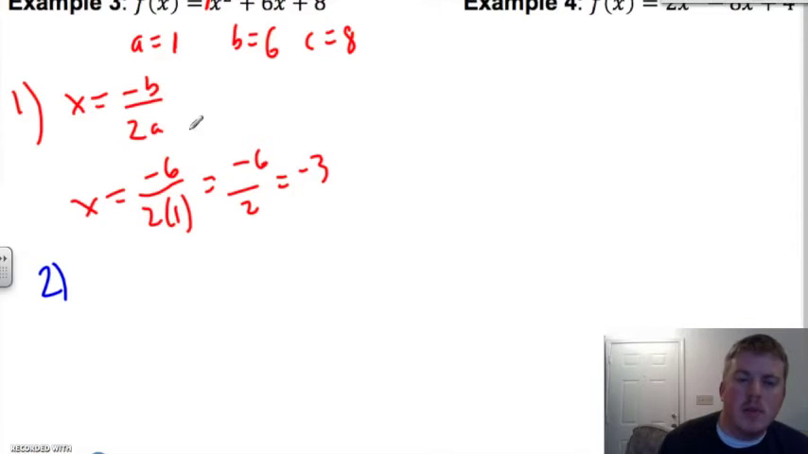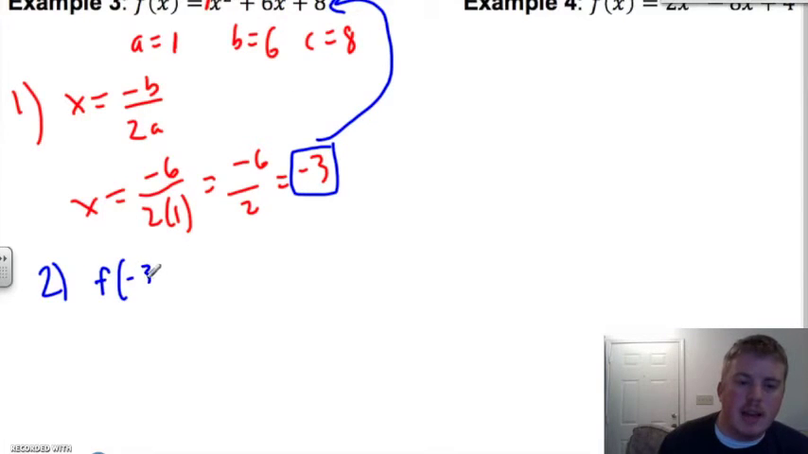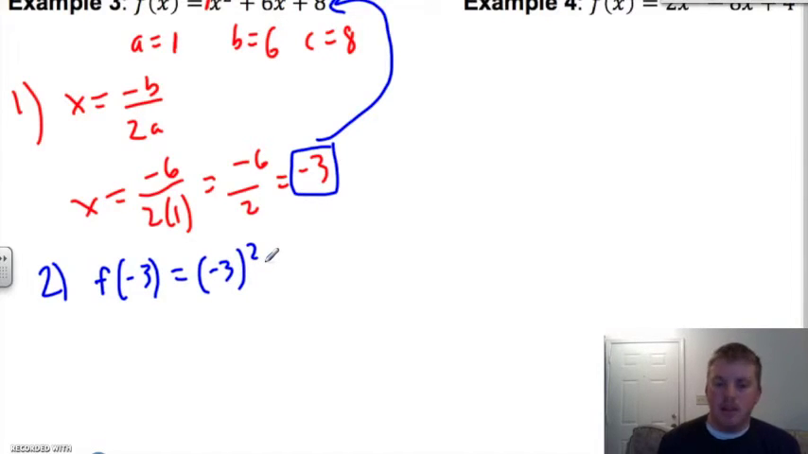So step 2, I'm going to take my negative 3, and I'm going to plug it back in to my original equation. So I'm going to do f of negative 3 is equal to, and it's important especially when we're doing negatives to use our parentheses. That way we're making sure we're keeping any negative signs with the terms that we're squaring.